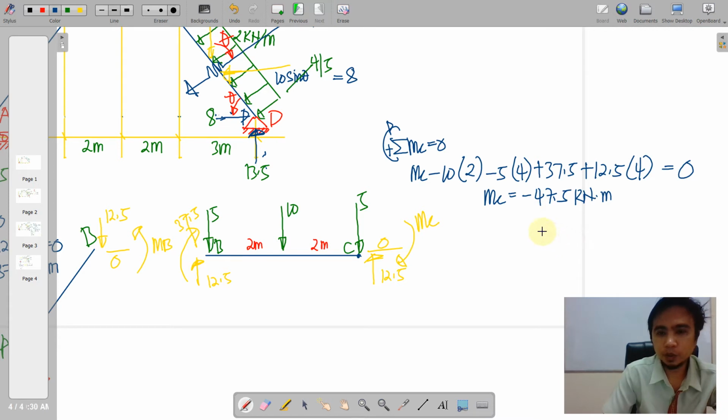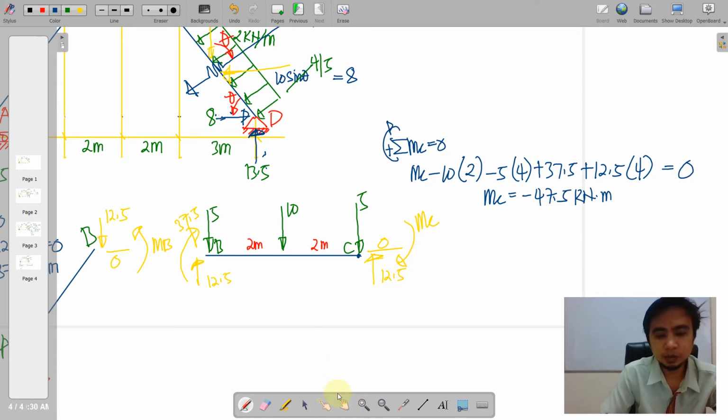So we will obtain a negative value here, meaning your MC is assumed incorrectly. So anyway, there will be no problem there. Just stick to your assumption and then of course carry the sign when you place it in your equation.